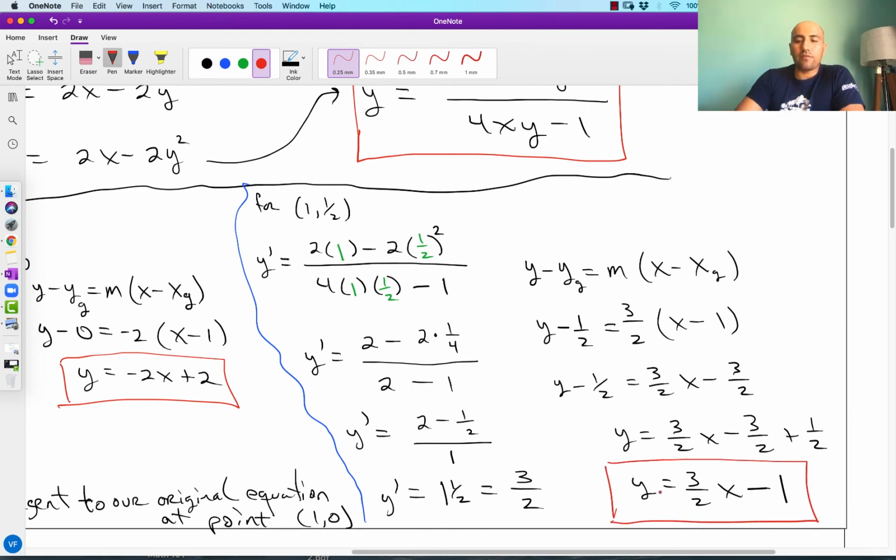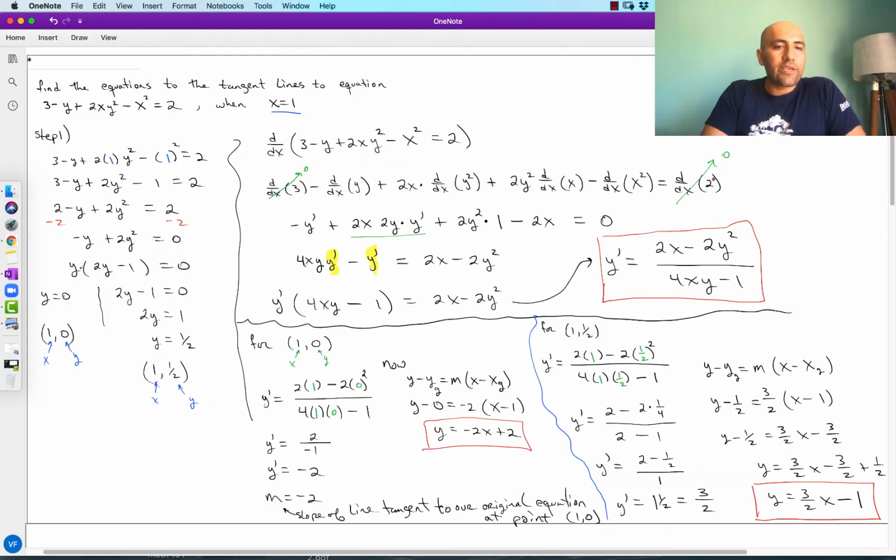And so that's the equation of the other tangent line. Good. Okay, let's zoom out and take a look at the whole thing. We were given originally this equation, 3 minus y plus 2xy squared minus x squared equals 2. And we're tasked with finding the equations of the tangent lines when x equals 1. So the first thing we have to do is evaluate this given equation when x equals 1 and solve for y, so that we can get the ordered pair values that satisfy that equation.